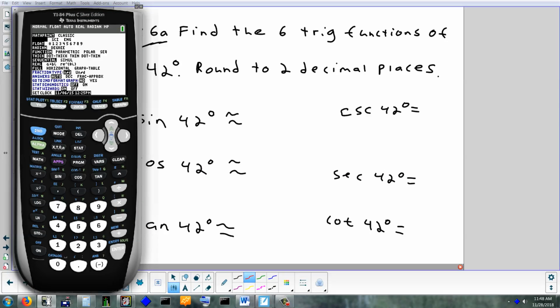This problem is in degrees. The problem's not going to say, make sure you switch your calculator to degrees. You have to know the argument is in degrees. I'm going to put my calculator in degrees. Now I'm ready. All you have to really do is just sine 42 and hit enter. So 0.6, what did they say? 2 decimals, so 0.67.